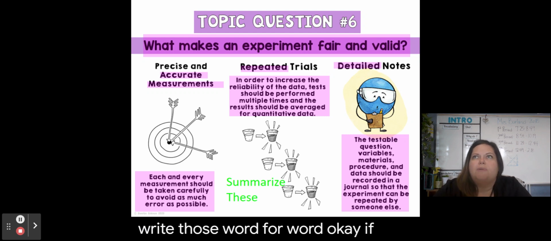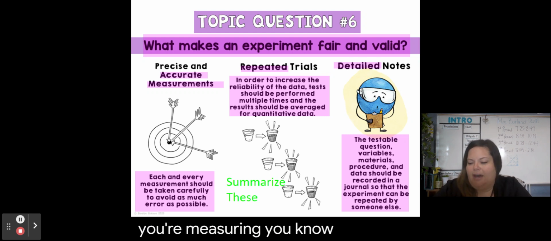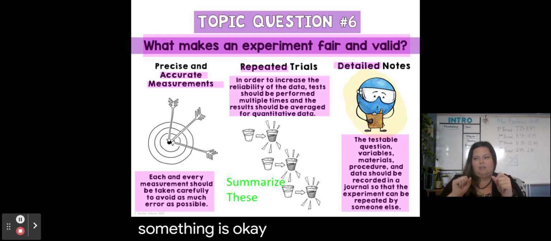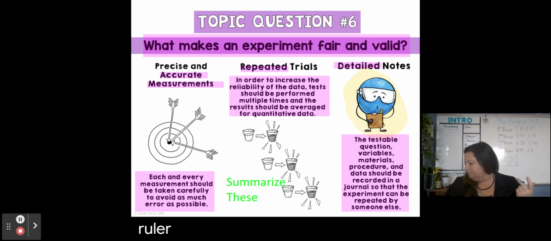If you're measuring how long something is, okay? And I get out my ruler, which word ruler?